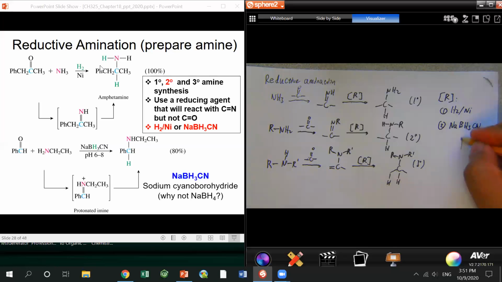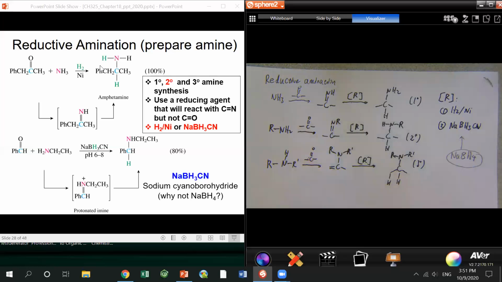This one comes from sodium borohydride. We learned sodium borohydride adds to aldehydes and ketones. You replace one hydrogen with a cyano group. So why can't we directly use sodium borohydride? Why do we have to use sodium cyanoborohydride? The reason is that sodium borohydride will reduce the aldehyde or ketone into an alcohol. That's the first reaction we learned in these chapters.